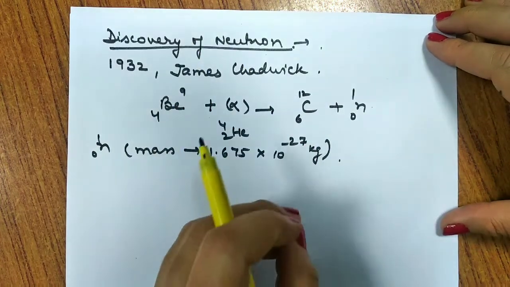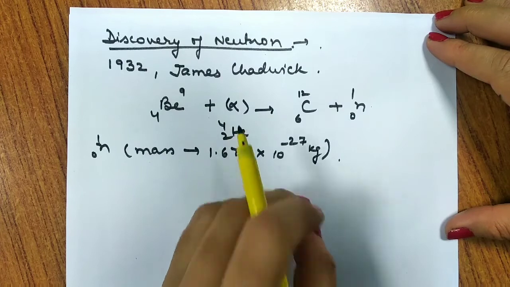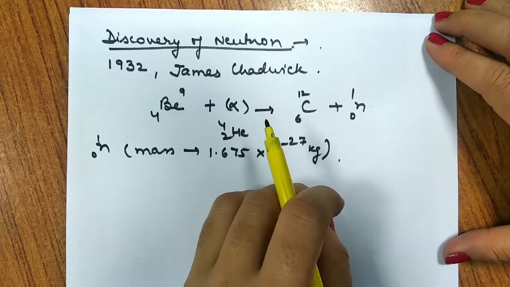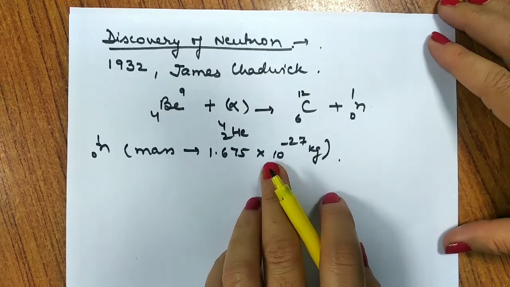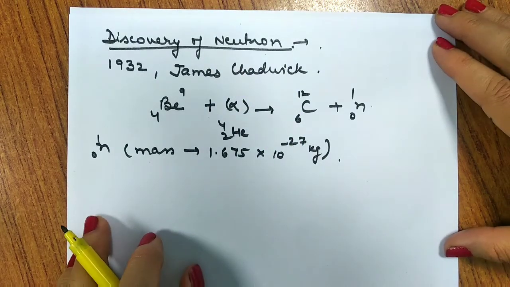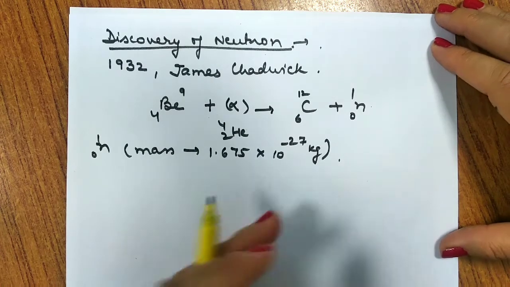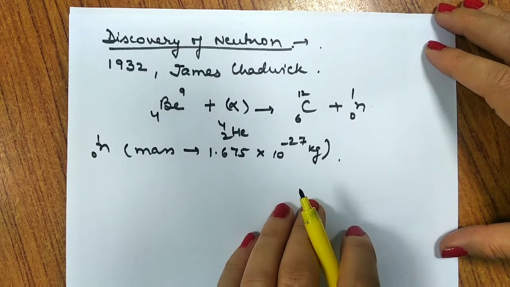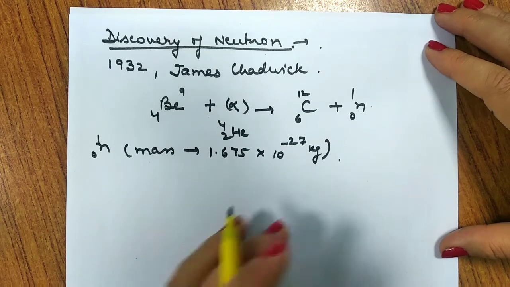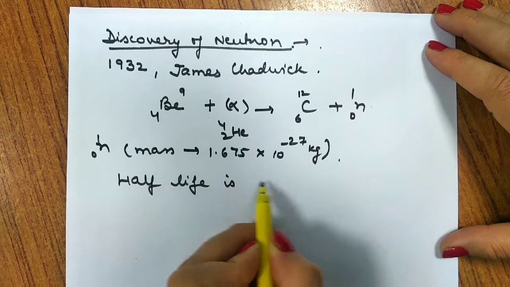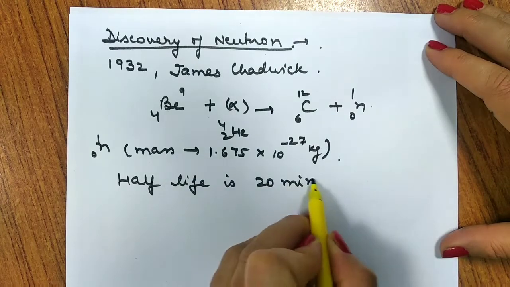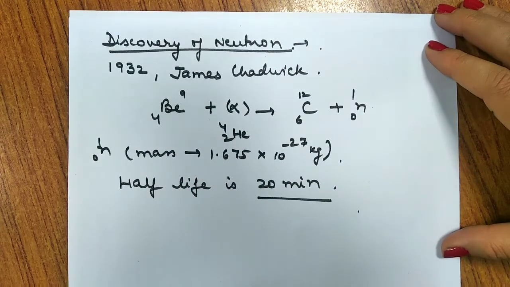It is one of the fundamental particles of an atom, present in the nucleus of an atom, except hydrogen. It is not present in the isotope of hydrogen, that is protium. But it is unstable, so it decays to give a proton and an antineutrino. Its half-life is only about 20 minutes. So this is about the discovery of the neutron.